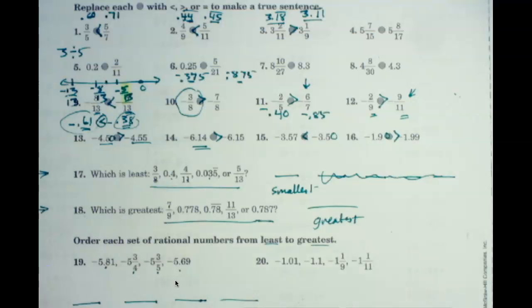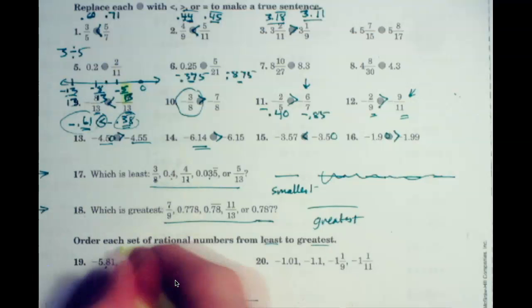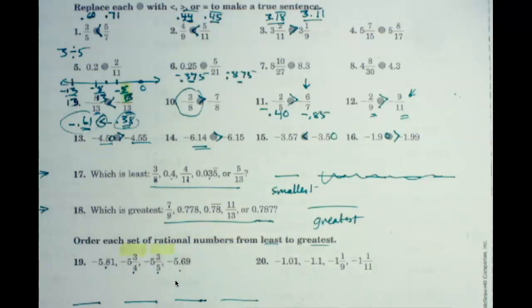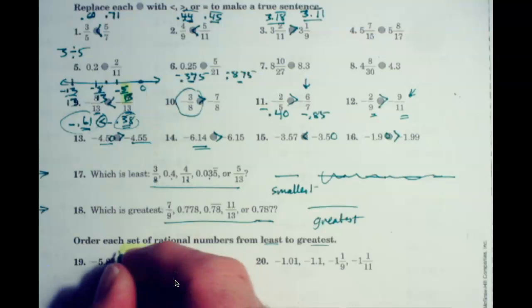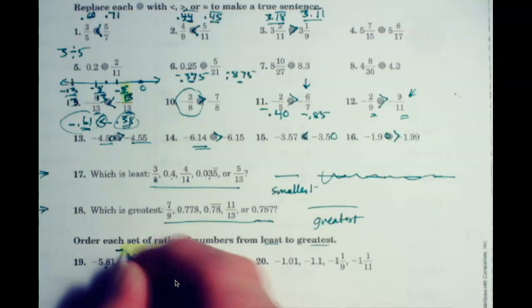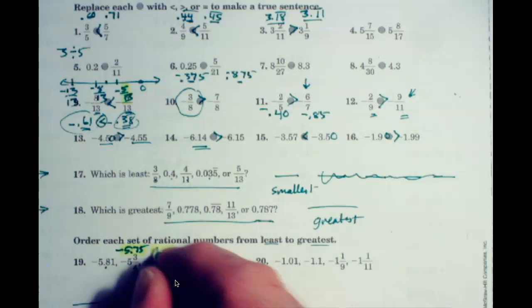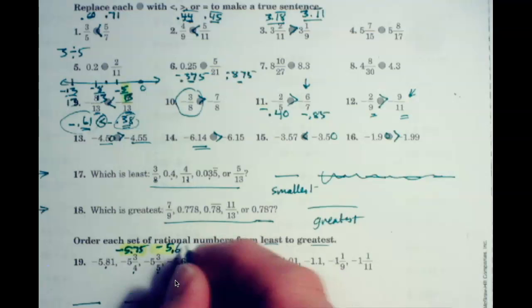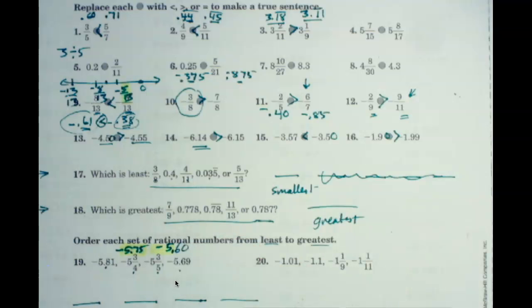So let me put some highlights here so we can write right in the highlight. You can see. Okay, so this is negative 5.34, so this is going to be negative 5.75. This one is going to be negative 5.6, and let's add a 0 on there. And then we've got negative 5.69.